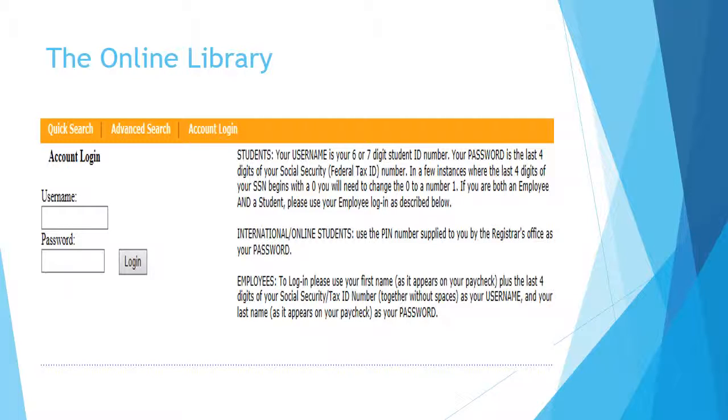They've got a new splash screen for this, but it's useful because it gives you the information that you need. Coming in as a student, you're going to use your student ID number, and your password is the last 4 digits of your Social Security number. Okay. And then you hit login, and that takes you into the library.